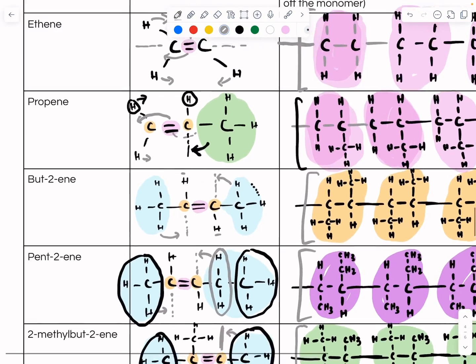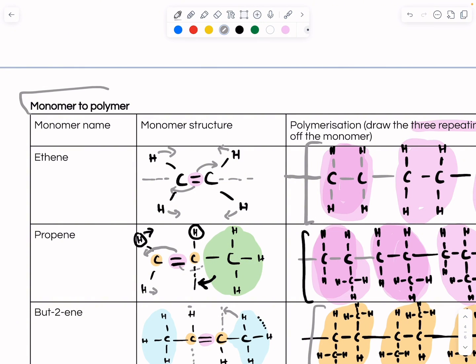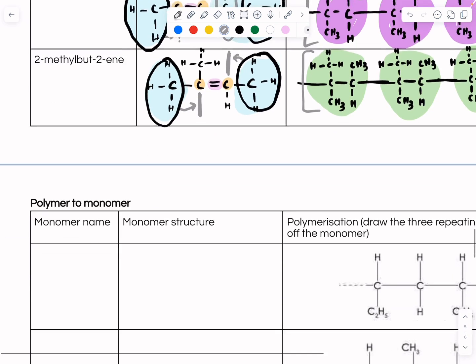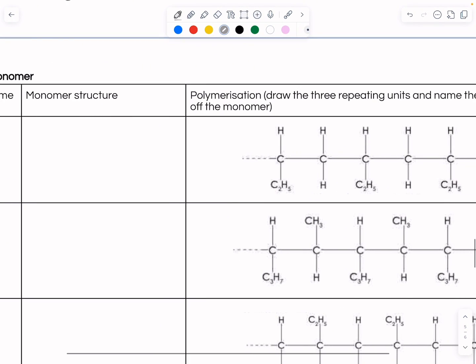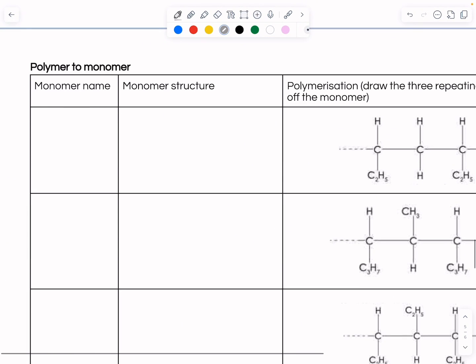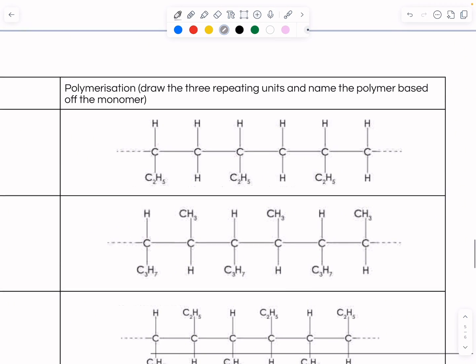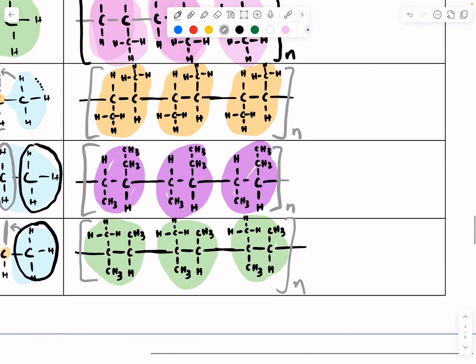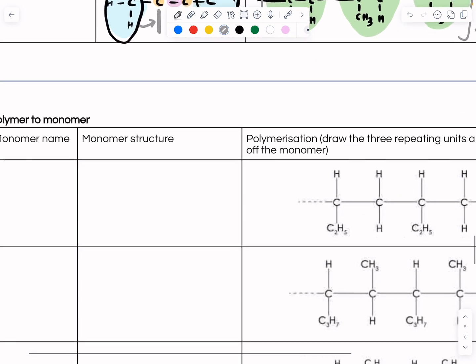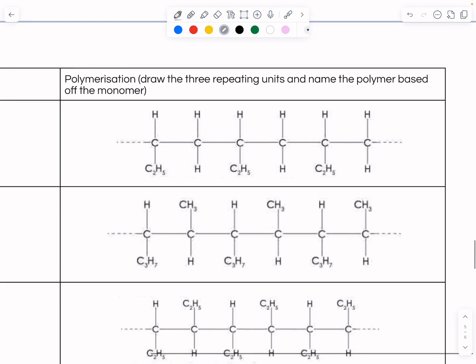Okay, now this is the skill that we've just learnt. We've learnt how to make a monomer, which is a single repeating unit, into a polymer, which is multiple single repeating units joined together. What we're going to focus on next is going from a polymer chain to a monomer, okay? And so the polymer chain looks something like this. And so we're going backwards. We're going from longer chains to the single monomer structure, okay? And so here we have it.